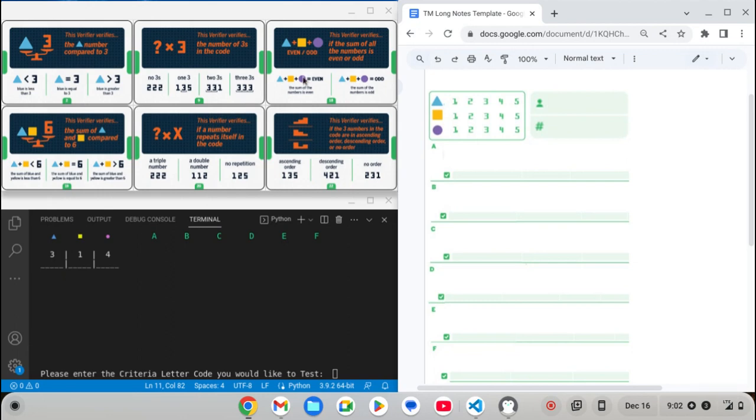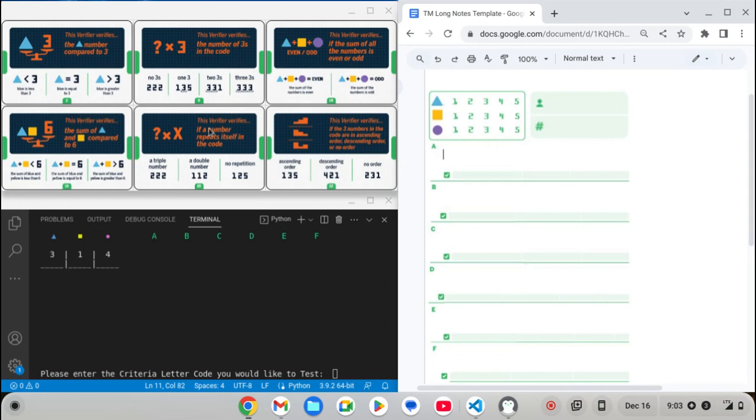Criteria card C will take a look at the 3 digits, triangle, square, and circle, add them up, and the Turing machine will let us know if the sum total is an even quantity or an odd quantity. Criteria card D will take a look at the first 2 digits, triangle and square, add them up, and compare the sum to the number 6. So should the sum be less than 6? Should the sum be equal to 6? Or should the sum be greater than 6?